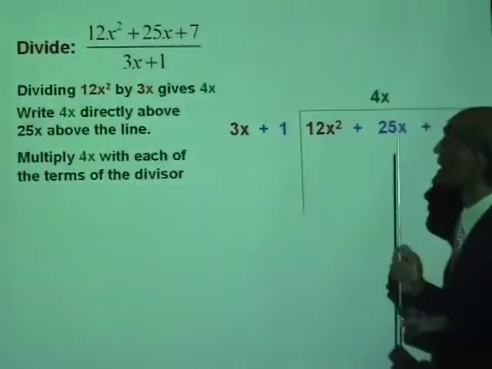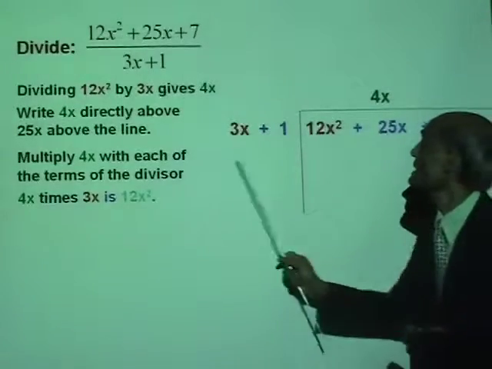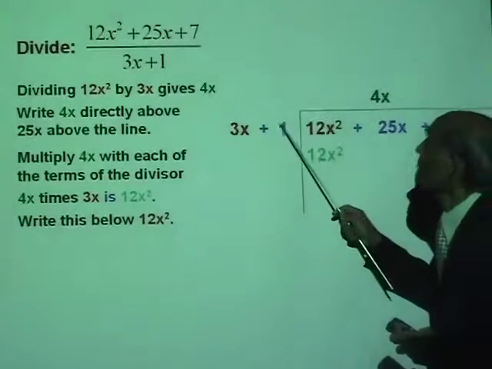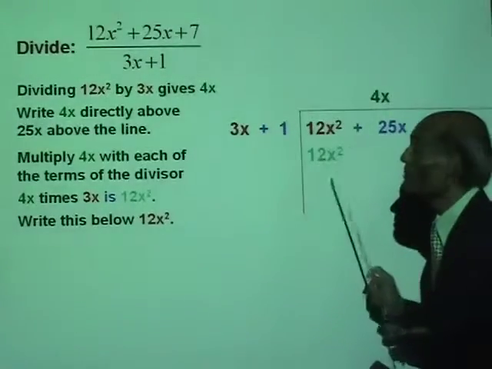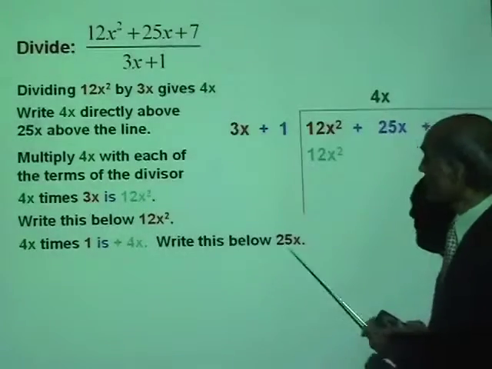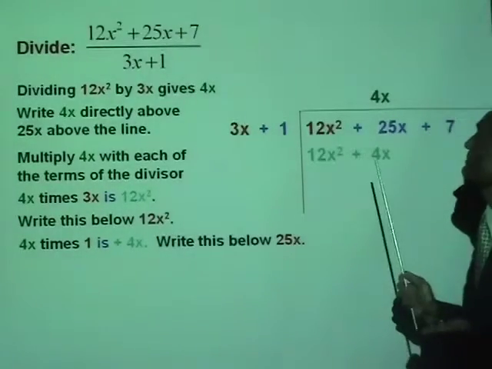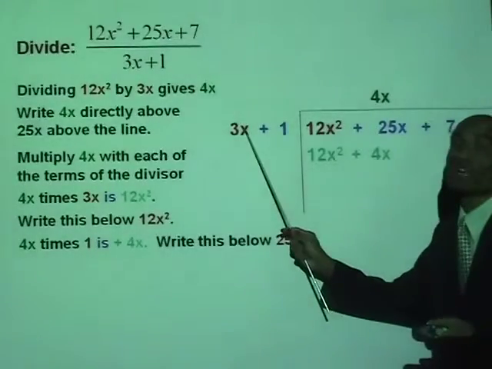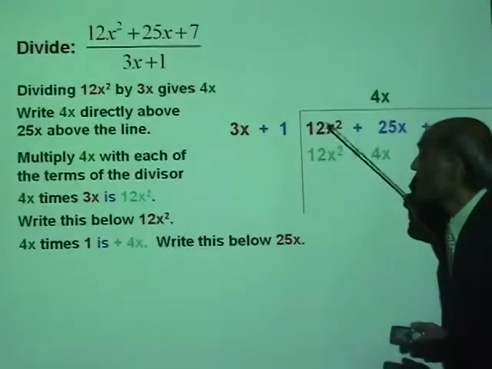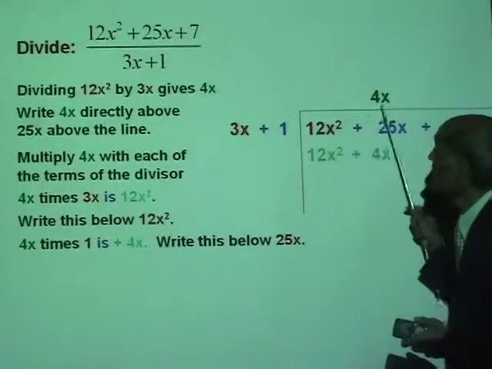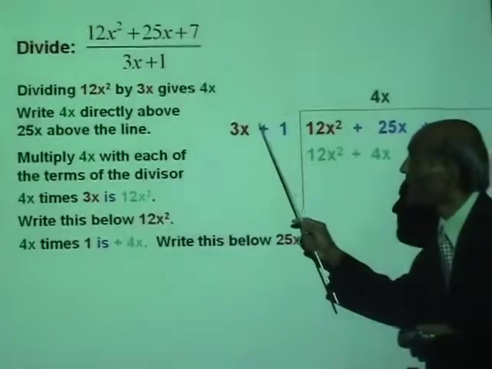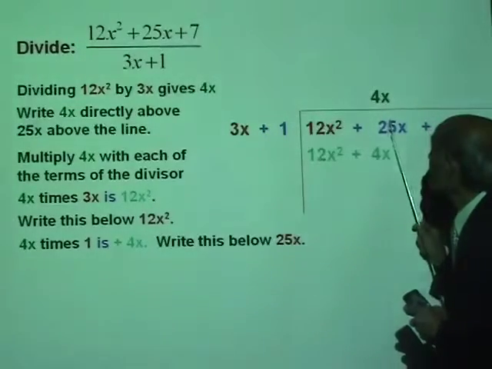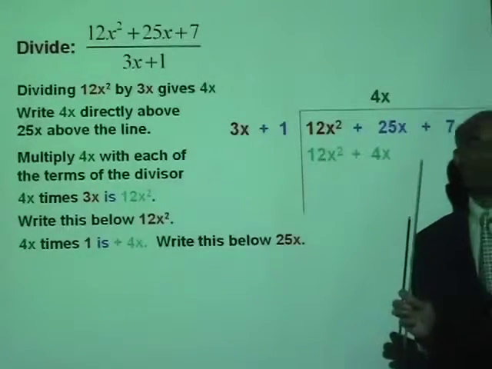Write it below the 12x squared. Alright, that will be 12x squared. And now 4x multiplied by plus 1 is plus 4x. And write that below 25x. So one more time, 4x multiplied by 3x is 12x squared. Write it below 12x squared. And 4x multiplied by positive 1, watch that sign, is plus 4x. Write it below 25x. What is the next step?